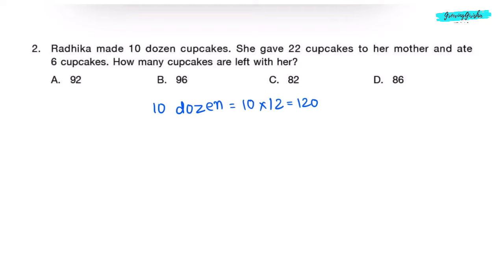Now she gave 22 cupcakes to her mother and ate 6 cupcakes. So how many cupcakes did she use? Yes, 22 plus 6. That is 28 cupcakes. Now we will subtract 28 cupcakes from the total number of cupcakes, that is 120, to get the remaining cupcakes. So 120 minus 28 is 10 minus 8, 2, 11 minus 2, 9. So she is left with 92 cupcakes. Correct answer is option A.